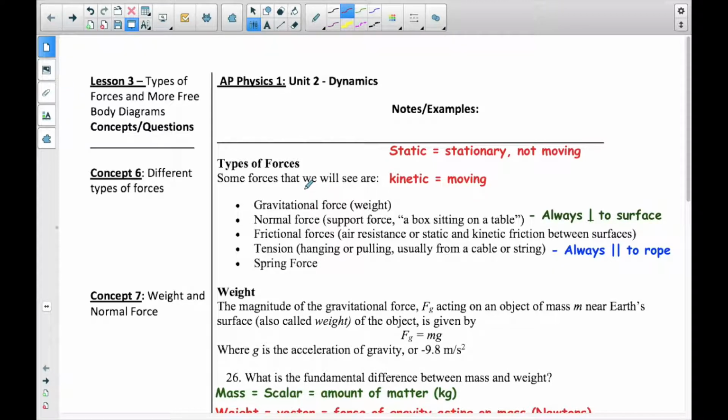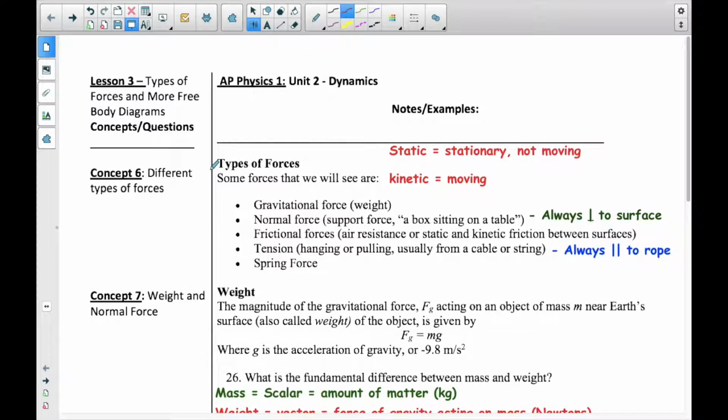Normal force is kind of like a support force, like a box sitting on the table. When you have a normal force, it is always perpendicular to the surface. Then we have also frictional forces, which is air resistance or static and kinetic friction between surfaces. We will get to that more in depth in the next video.